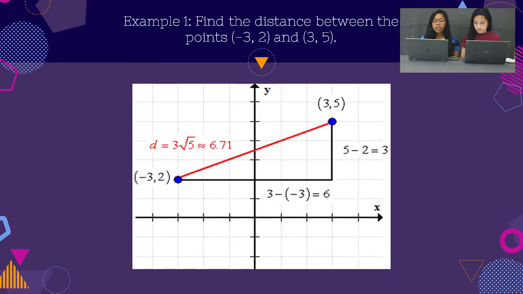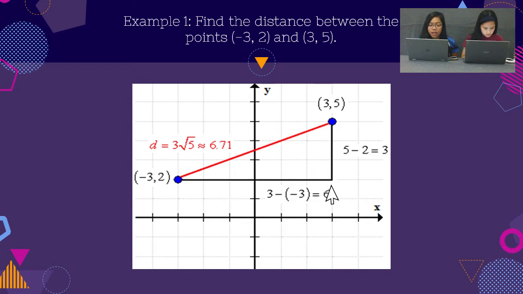Here in this picture, you can see that the two points are already plotted: (-3, 2) and (3, 5). Let's first see where your change in x takes you. 3 minus -3 is equal to positive 6. That means you have to move to the right if your answer is positive. So we're going to move 6 units to the right: 1, 2, 3, 4, 5, and 6, and we're going to be at this point.